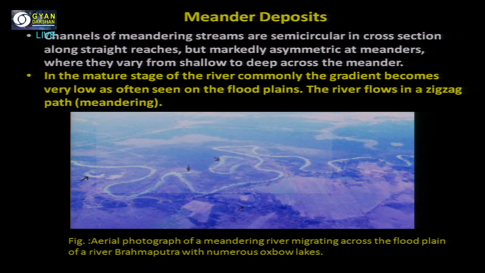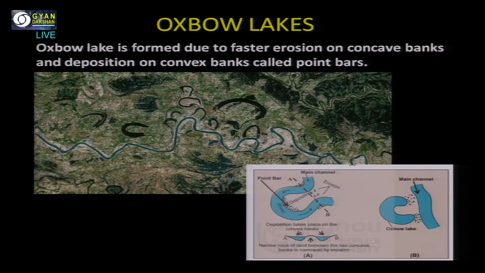Another landform is the meander deposits. The channels of meandering streams are semicircular in cross section. As you can see in this figure, this photograph shows the meandering river migrating on the floodplains of the river Brahmaputra. This meandering river shows a typical zigzag path, so this is known as meandering. Then another landform is the oxbow lake. We can see it in the next slide.